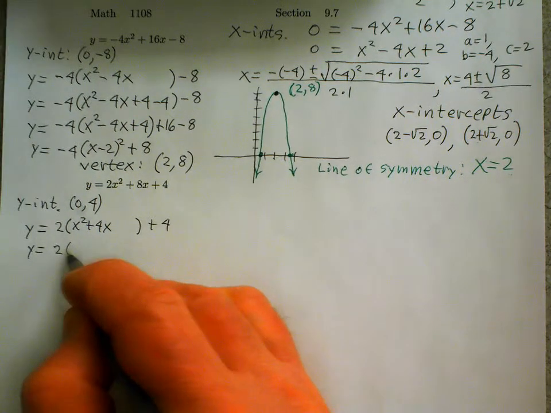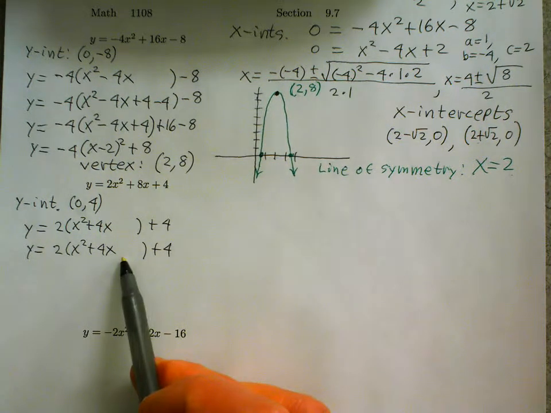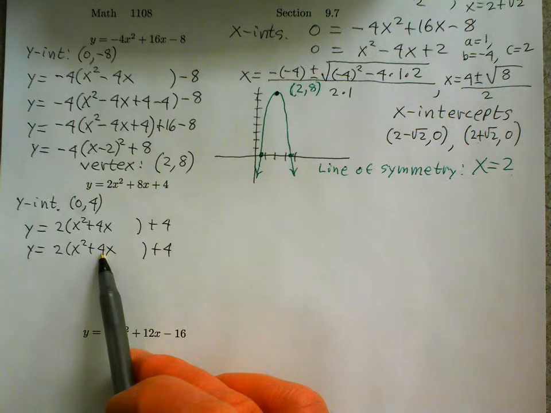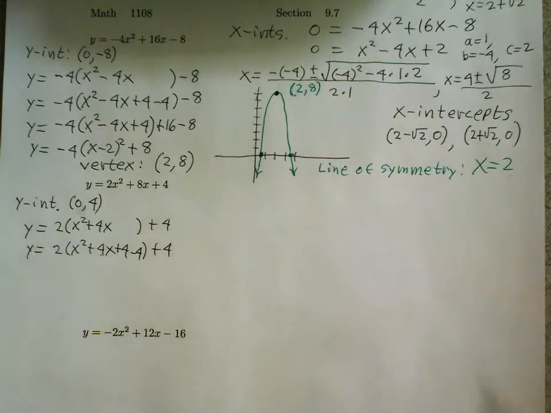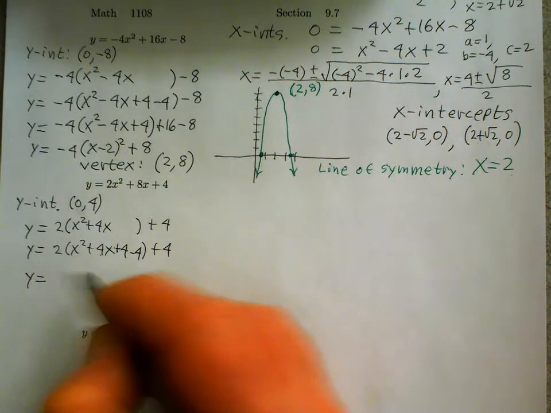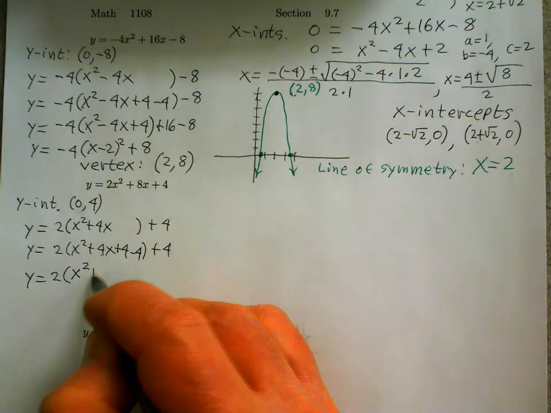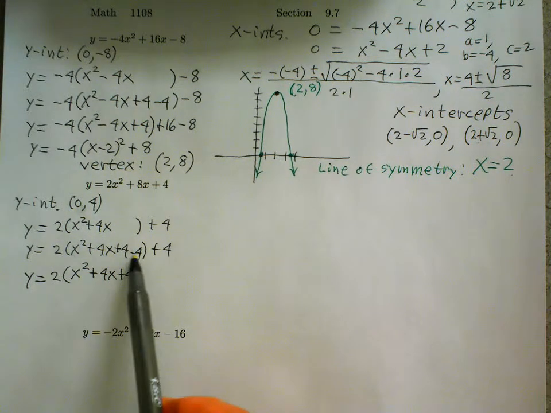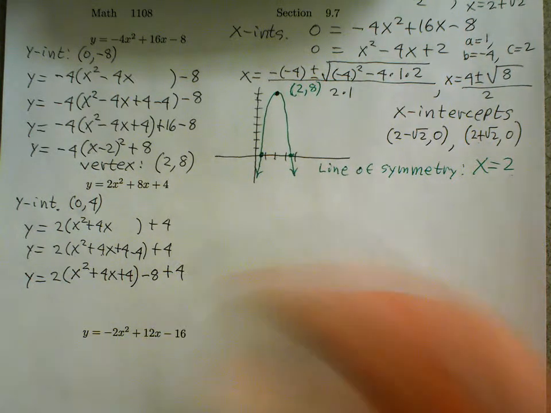And then in the next step, we add 0 on the inside. So we're focusing on x squared plus 4x. Take half of 4 and square it. Half of 4 is 2. 2 squared is 4. So we write +4 minus 4. And in step 3, 2 times the perfect square trinomial, x squared plus 4x plus 4. And then 2 times -4 is -8. So we write -8 with the +4 that's on the outside.